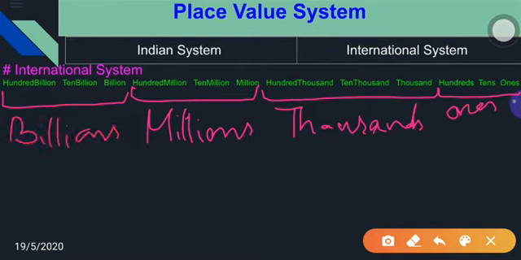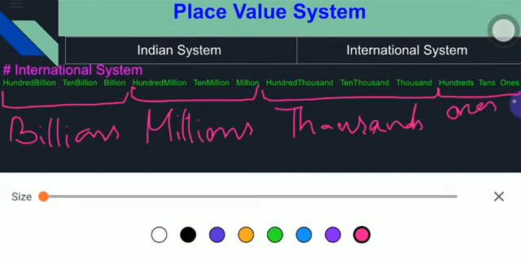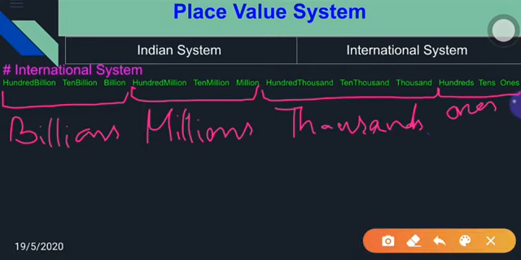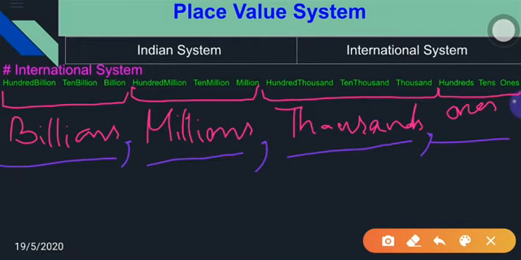While we write a number in the international system, we put the commas before each period: before the ones period, before the thousands period, before the millions period. You can also remember that in the international place value system we put the commas after every 3 digits. This we have discussed in the previous class.